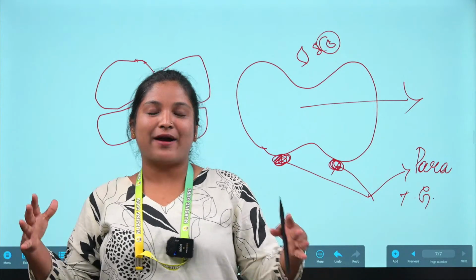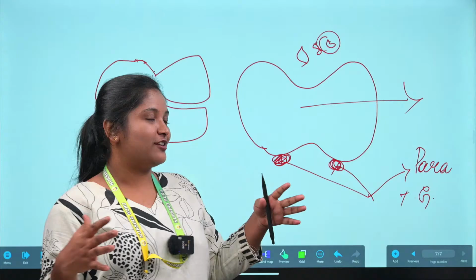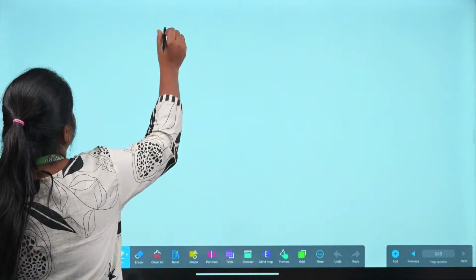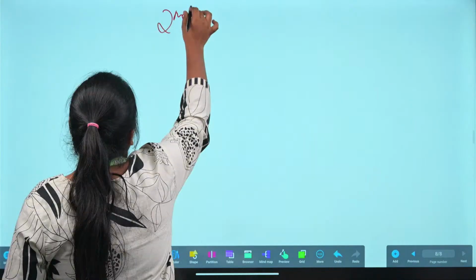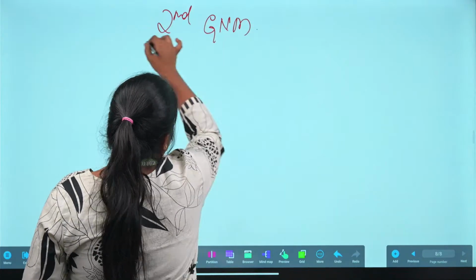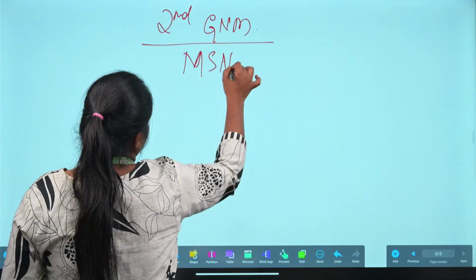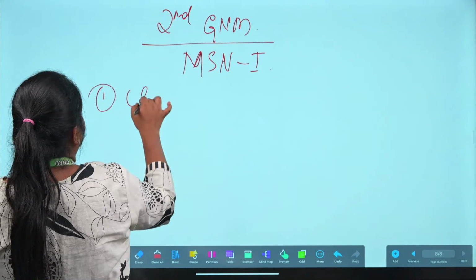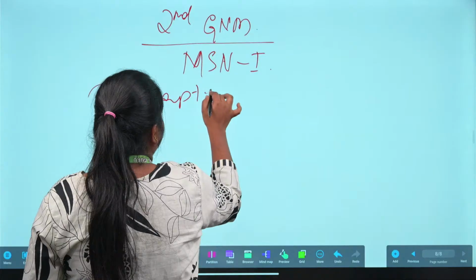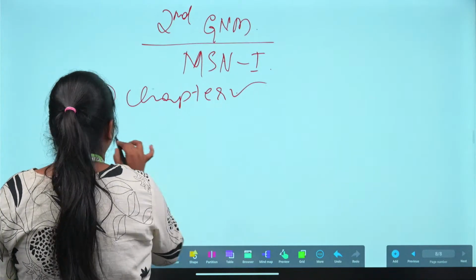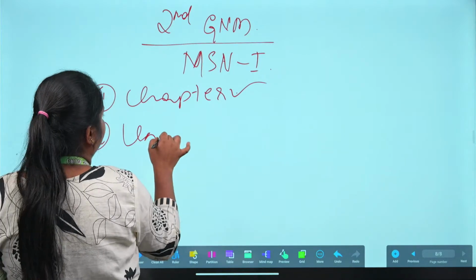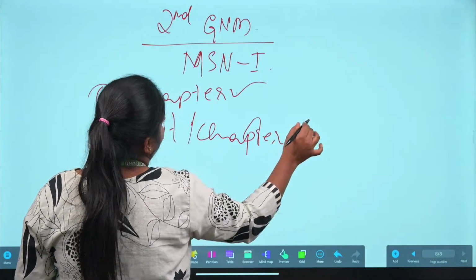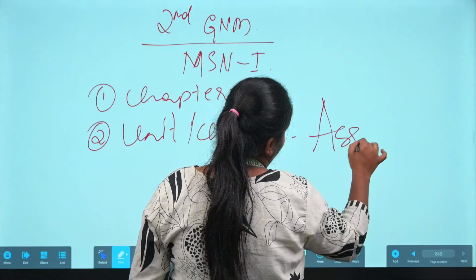We are back with another session. Second GNM MSN, we are teaching medical surgical nursing. In that, the first chapter was finished, so chapter 1 finished. So the second unit or chapter is related to assessment.